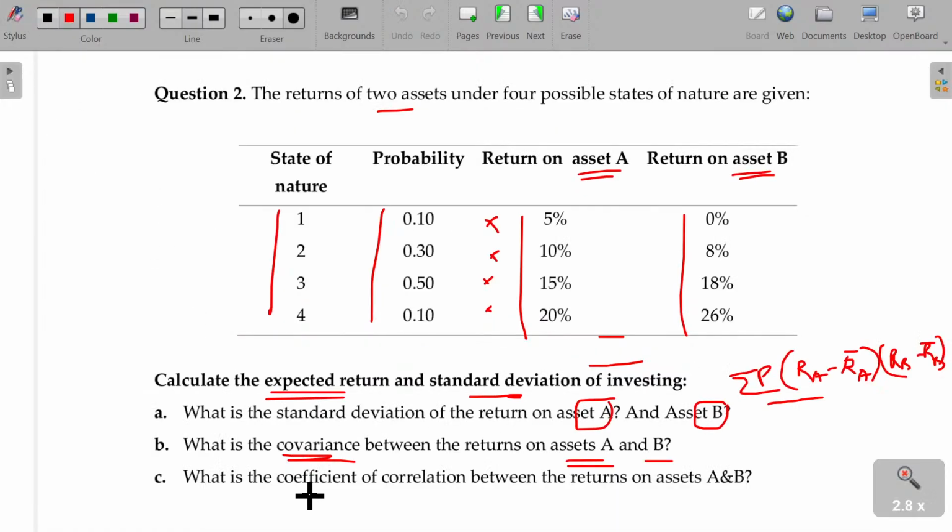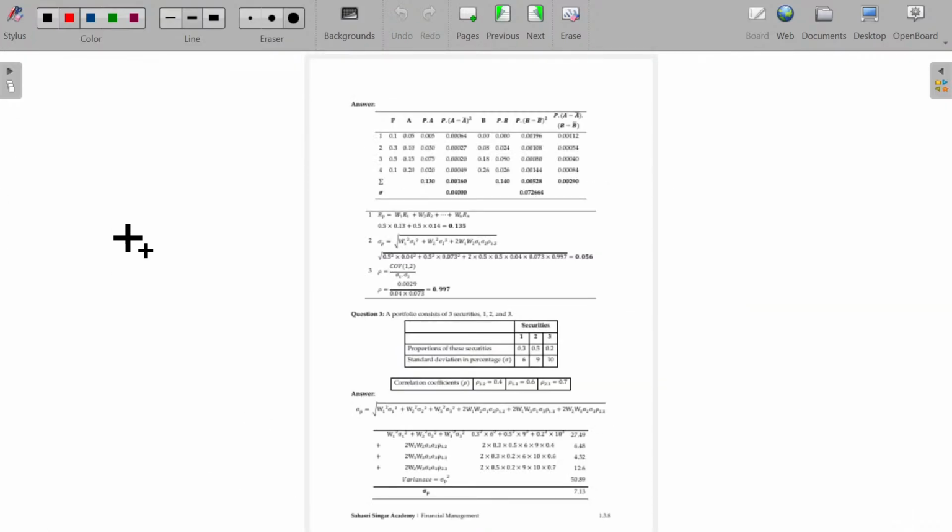And find out the coefficient of correlation between these two returns A and B. Coefficient of correlation, how do you calculate? Correlation, rho, is equal to the covariance between A and B divided by standard deviation A and standard deviation B. Also calculated here.